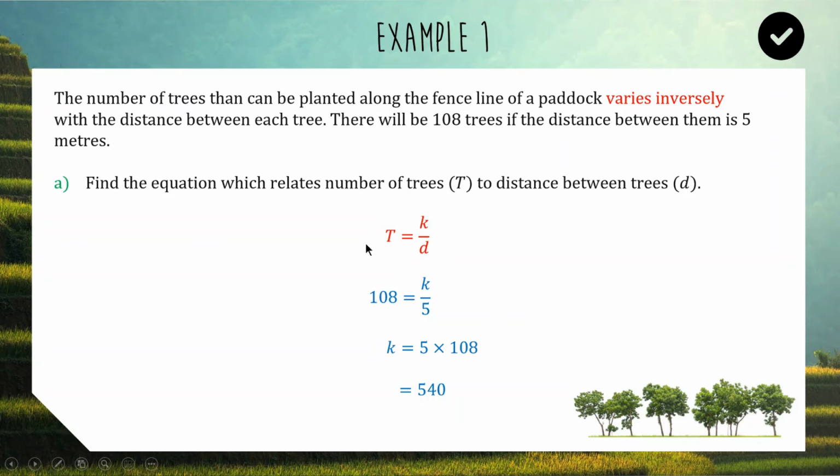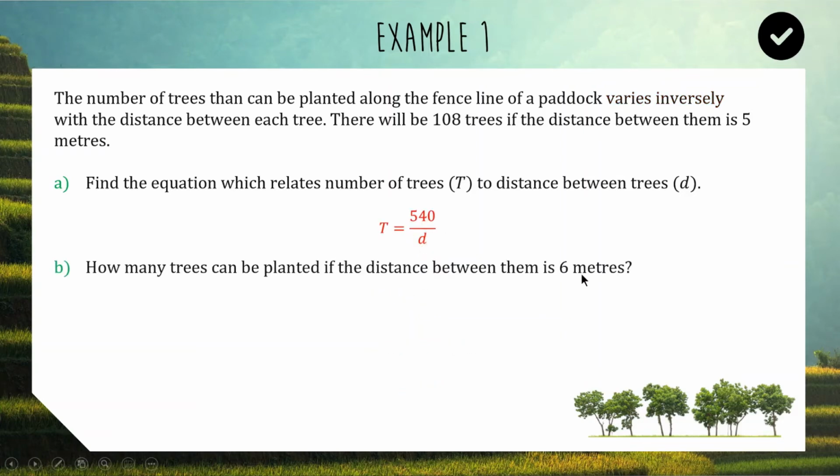So now we can rewrite this equation. We're going to leave t as t and d as d because they're our variables. But now the k value is always going to be the same thing. It's always going to be 540. So we're going to write that. All right, that is the harder part done. Now we can use the equation to answer some questions.